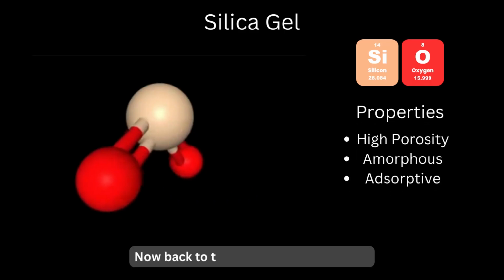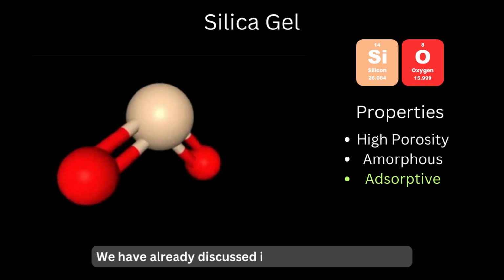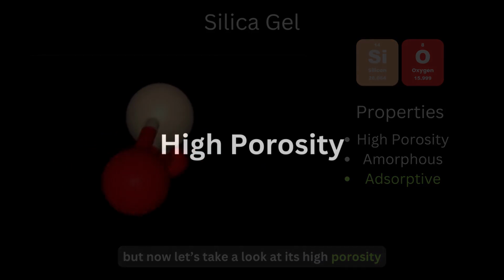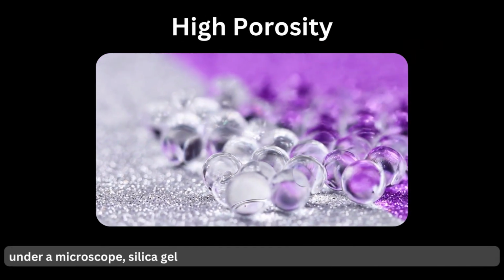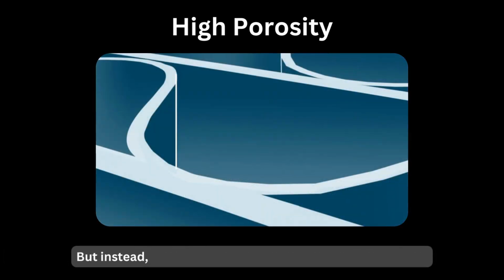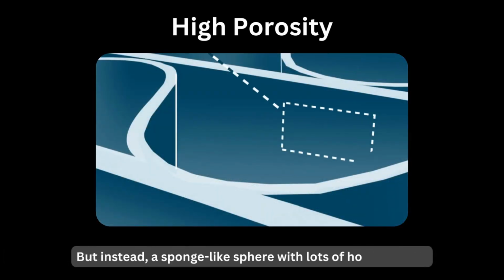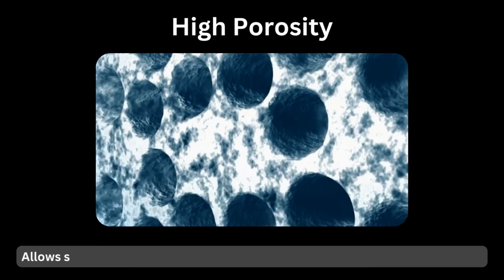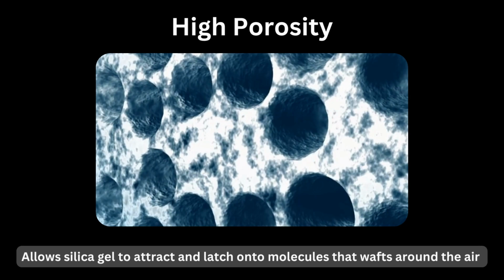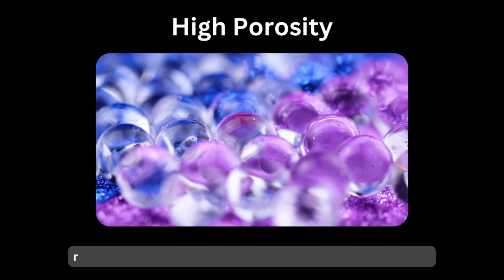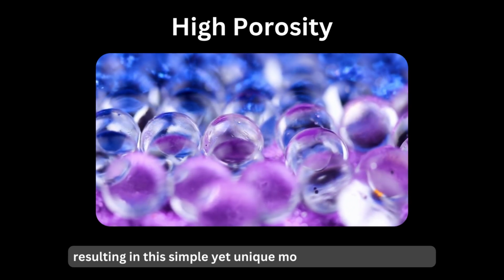Now back to the properties of silica gel. We have already discussed its absorptive properties, but now let's take a look at its high porosity. Under a microscope, silica gels are actually not smooth-looking little colorless balls, but instead a sponge-like sphere with lots of holes in them. Pairing this fact with its absorbent nature allows silica gel to attract and latch onto molecules that waft around the air. Any gases or vapors present will get trapped in the pores, resulting in this simple yet unique moisture prevention tool.